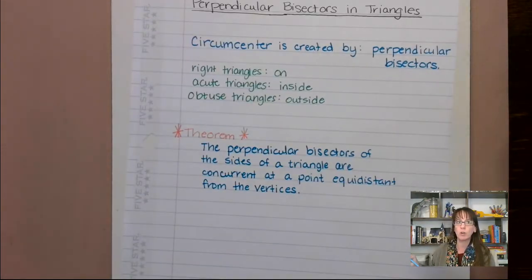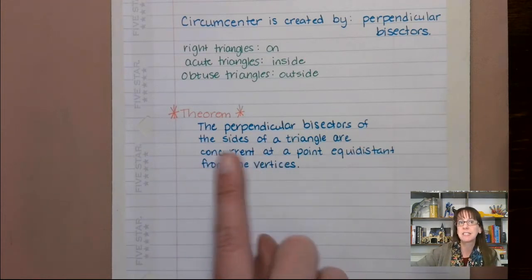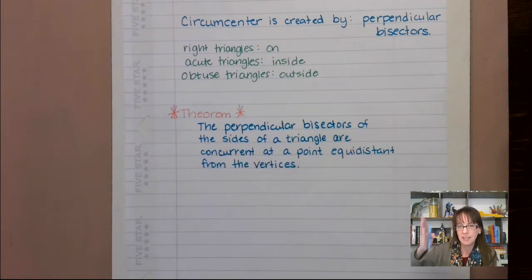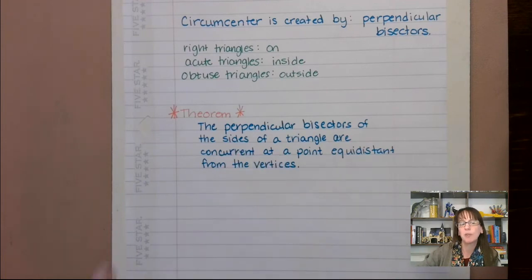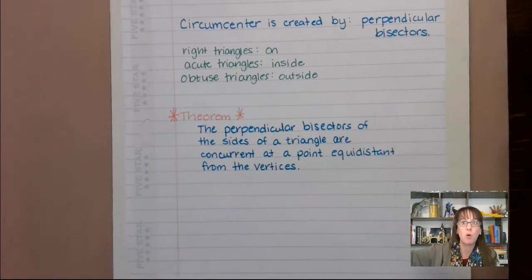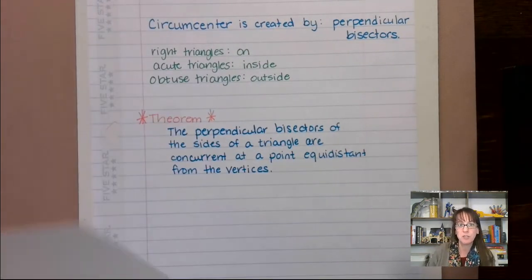This theorem is important. Write this one down. The perpendicular bisectors of the sides of a triangle, so we take the sides, we cut them in half, we create a perpendicular line, are concurrent at a point equidistant from the vertices. Another way to word that is that they occur at a point equidistant from the vertices. Okay, so that's not something we've talked about.